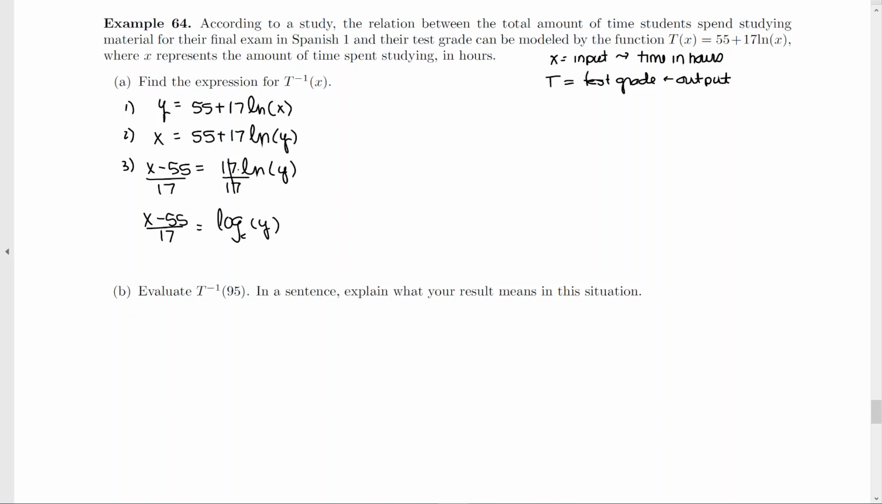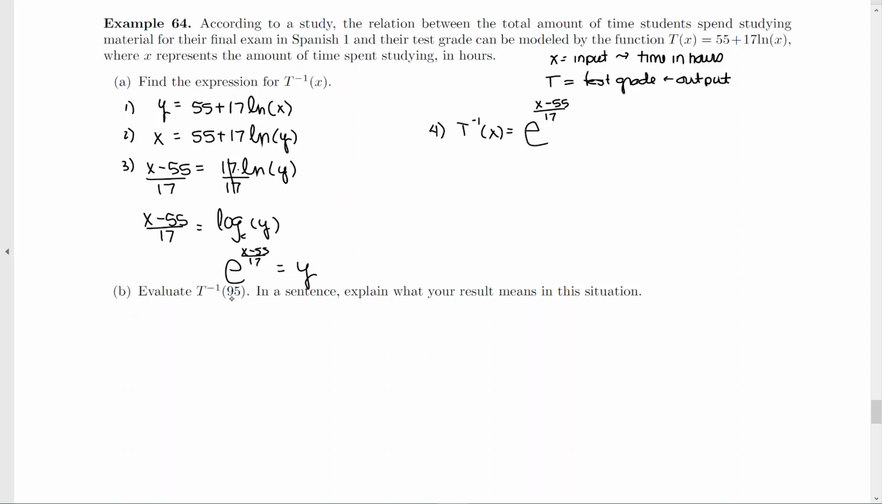And the reason I wrote it that way is now I want to get rid of the word log, so I'm going to need to rewrite it as an exponent. Bring down the base, e, the power is that x minus 55 over 17, equals y. That y is your inverse. So T inverse of x equals e raised to the x minus 55 over 17 power. All right.